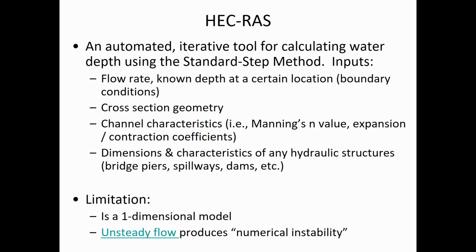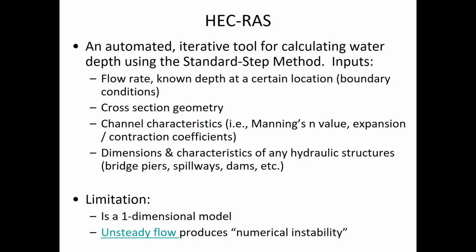So what you put into HEC-RAS is the flow rate and the depth at a certain location, like we just did. You put in the channel geometry, meaning how wide is the bottom, channel characteristics, like what is the roughness of the surface, and then any other information that may be relevant, like if there are bridges or if there are spillways or dams that are regulating the flow.